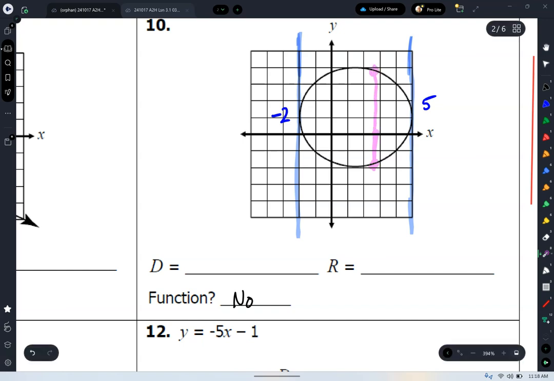And so my domain is really going to be all of the x values that stretch from my furthest here to my furthest here. And that's how we have to write it. That's how we have to express it. And one way that we can do that is to use inequality notation. So we can say that the domain sits in between the two limits of -2 and +5.